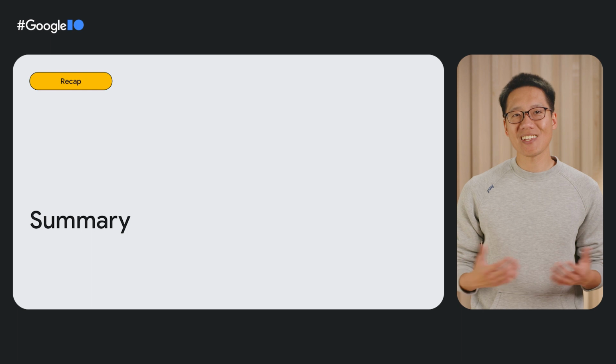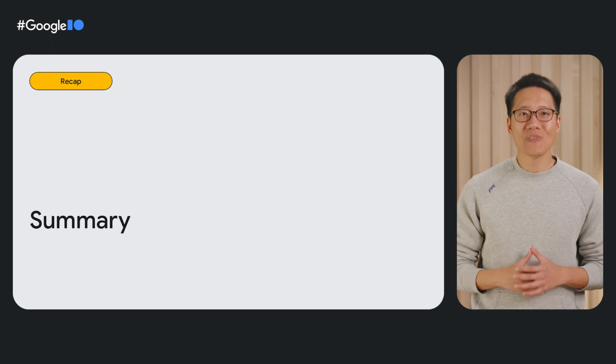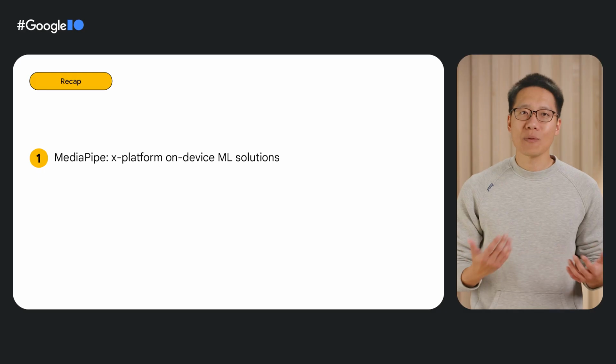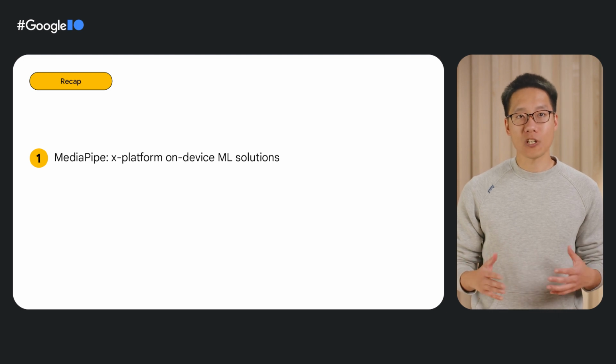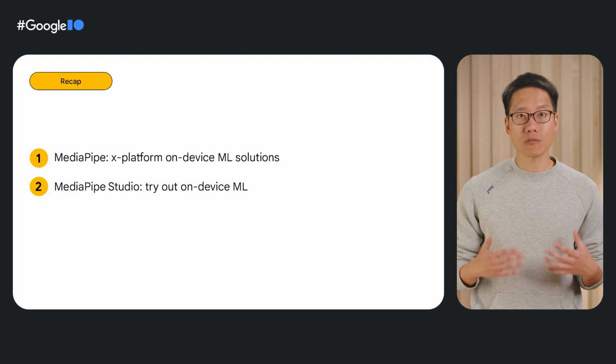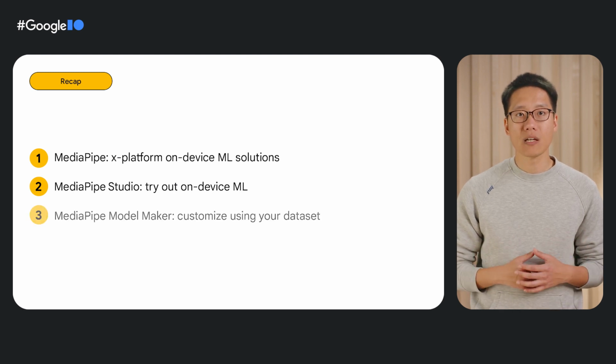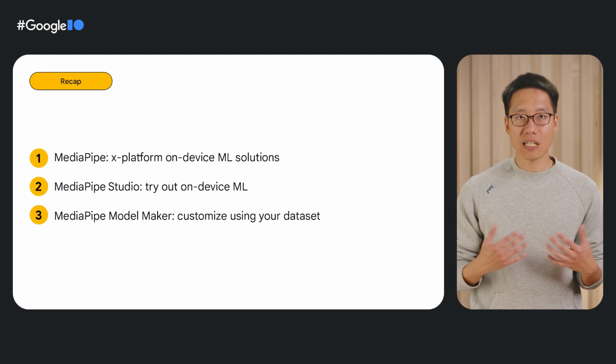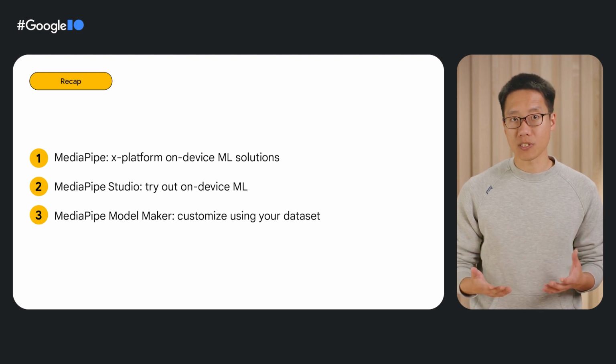So there was a lot of content that we covered today. Before we wrap up, let's recap the most important topics. MediaPipe provides you off-the-shelf on-device machine learning solutions that you can easily integrate into your mobile or web apps in just a few lines of code. MediaPipe Studio allows you to try out these solutions right in your web browser so that you can come up with ideas about how on-device machine learning can be integrated into your apps. Many of these solutions can be customized using your own dataset, and MediaPipe Model Maker is a low-code Python library you can use to customize MediaPipe solutions.